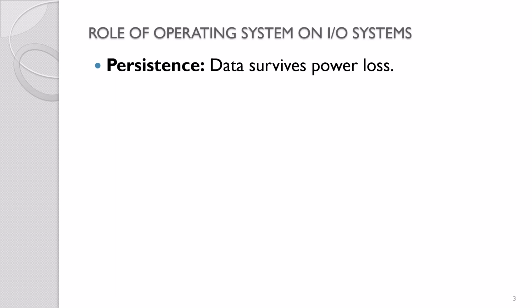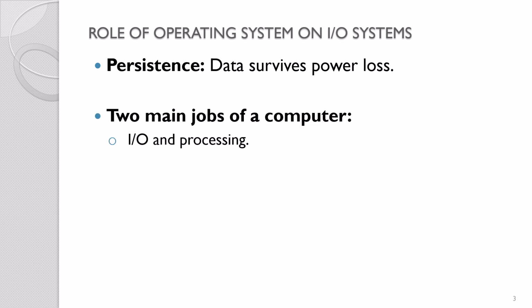That is data that survives a power loss. What does that mean? It means when you turn off your computer, the persistent data is on your disks, whatever type of storage devices that you're storing it, and it will still be there the next time that you turn on your computer. So the two main jobs of a computer are to do input and output, or I/O, get the data, and process the data.